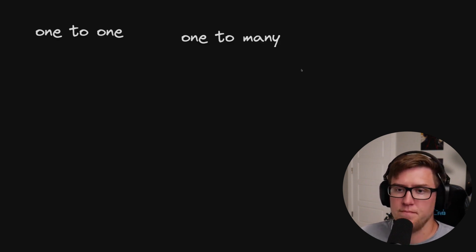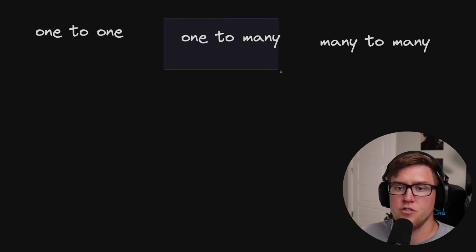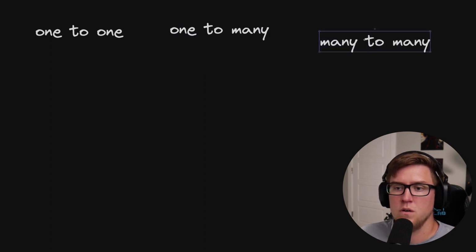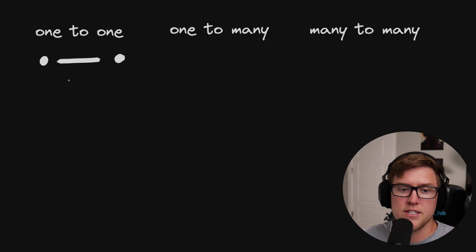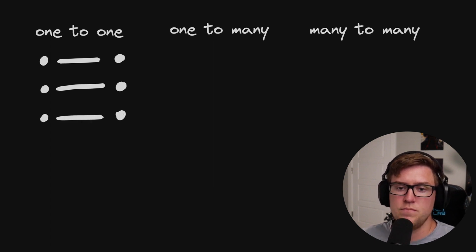Let's talk about it. There are really three different types of relationships that we can have between entities in our database: one-to-one, one-to-many, and many-to-many. To draw that out, it looks something like this. If I have one of entity number one, it relates to one thing of entity number two. Another thing of entity number one relates to exactly one other thing of entity number two. You get the idea.